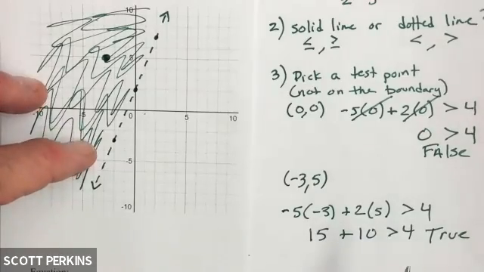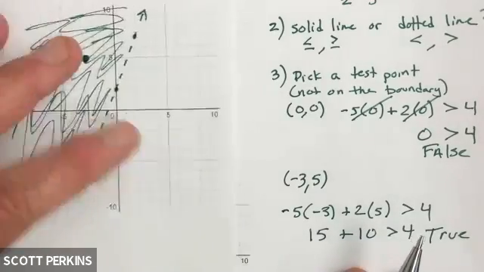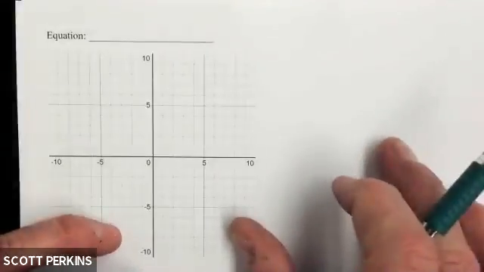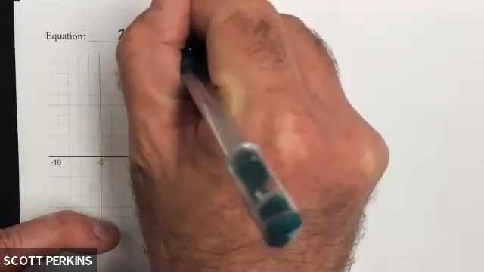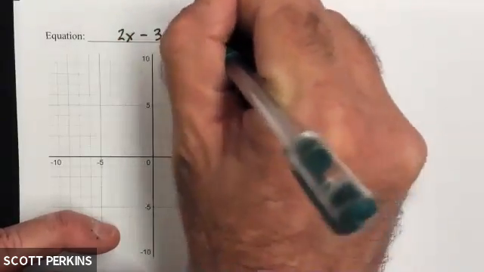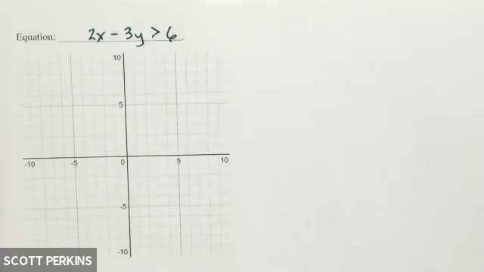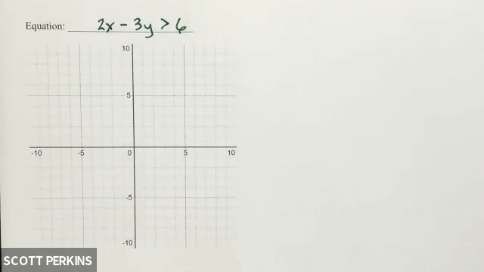Here is yours that I would like you to do, your first one. I'm going to have time for a couple. Please graph this inequality: 2x minus 3y is greater than 6. First, graph your boundary, then decide solid or dotted, and then pick a test point to determine where you're going to shade.